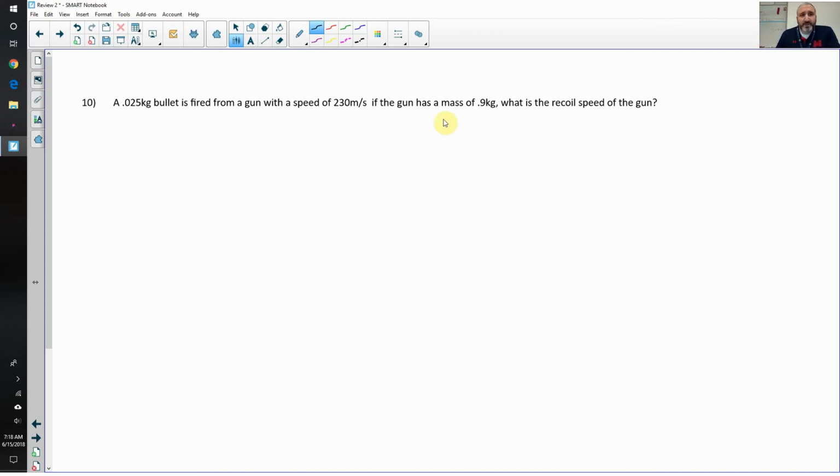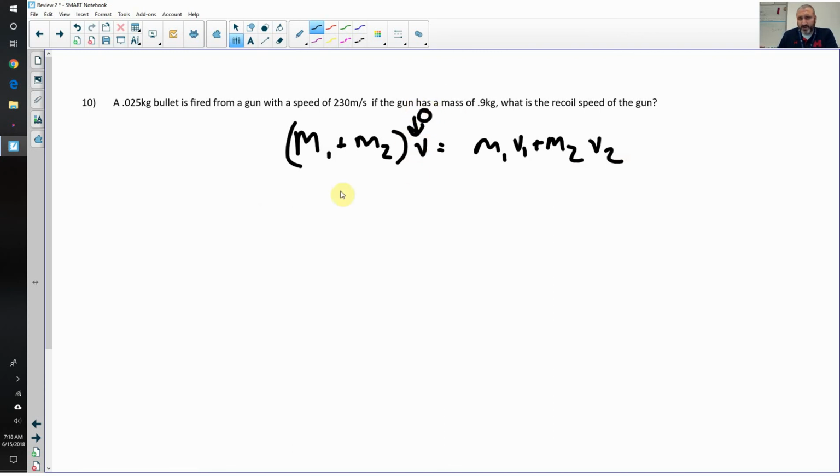Next question is a bullet being fired from a gun. This is an explosion, so we actually have a perfectly inelastic collision going backwards. There's M1 plus M2 times their V becoming M1 V1 plus M2 V2. And the assumption is your initial velocity is going to be 0 at rest. So this whole thing turns to 0.